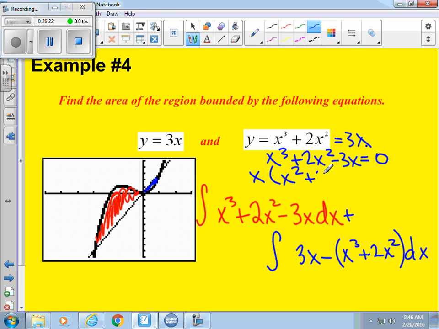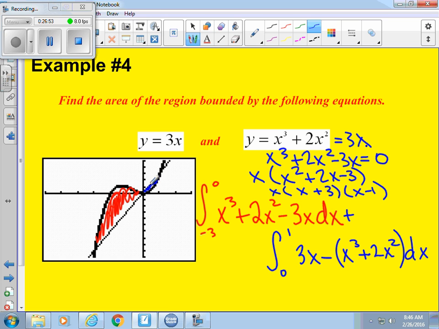x squared plus 2x minus 3. x plus 3 and x minus 1. So the red piece will be from -3 to 0, and the blue piece will be from 0 to 1. So you don't have to work from the right. This one I'm doing top minus bottom. This one I'm doing normal.